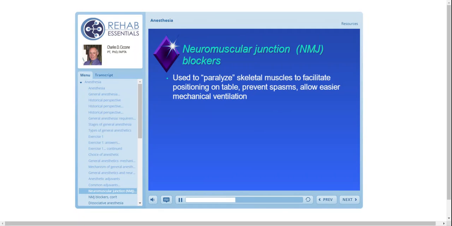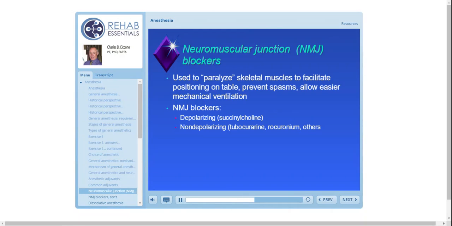And of course, they allow easier mechanical ventilation because they relax the chest wall and the patient's not trying to fight the ventilator. There are two ways to do this. We have a depolarizing blocker like succinylcholine. It binds to the acetylcholine receptor, depolarizes it, but does not allow it to recover, so the muscle can't be excited. The non-depolarizing are true blockers. They bind to the acetylcholine receptor, and they don't let acetylcholine activate that receptor. So there are different options here, again, being chosen by the anesthesiologist based on the patient's needs, the length of surgery, and so forth.